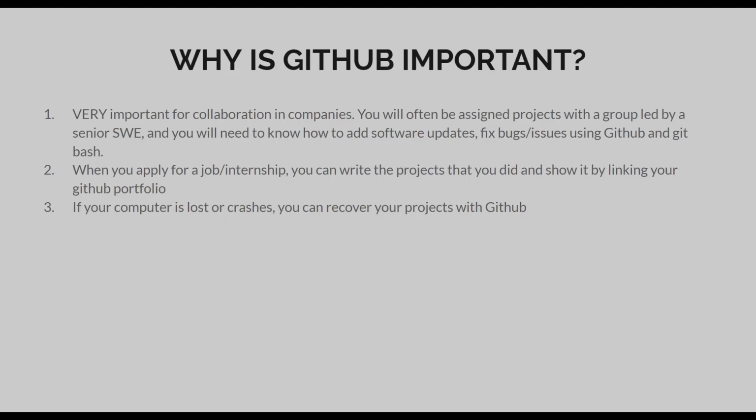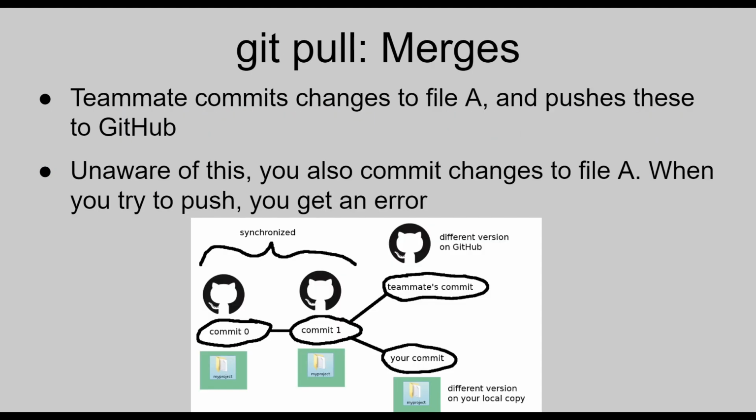Okay. So why is GitHub important? These are all the reasons why. Very important for collaborations in companies, when you're assigned projects with a group, maybe with a senior dev or anything like that. It's a great thing to know how to add for software updates, bug fixes, issues, using GitHub or GitBash. When you usually apply for a job or internships, you can link your GitHub and show off the projects you have done or maybe are working on, and they can actually take a look at those projects because all the code is on GitHub. And if your computer is ever lost or crashes, you can recover all your projects through GitHub as it's in the magical cloud.